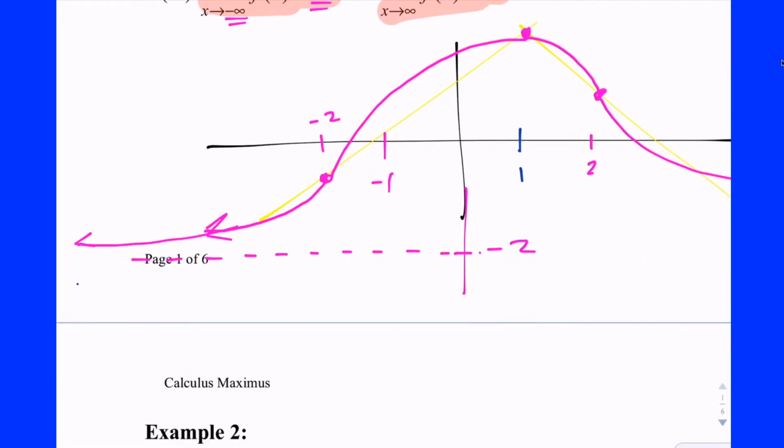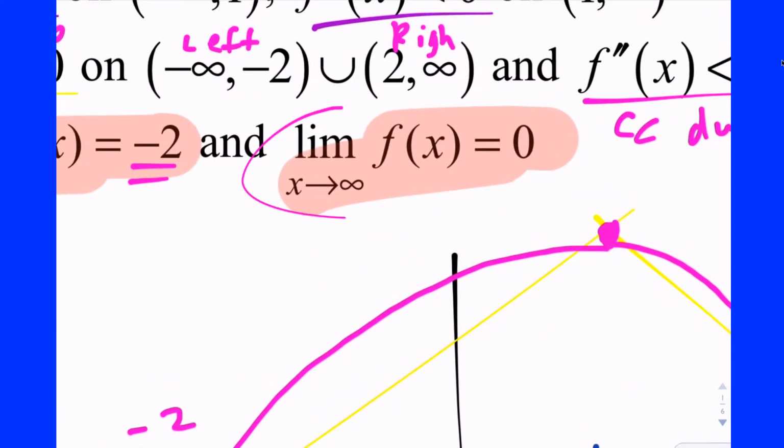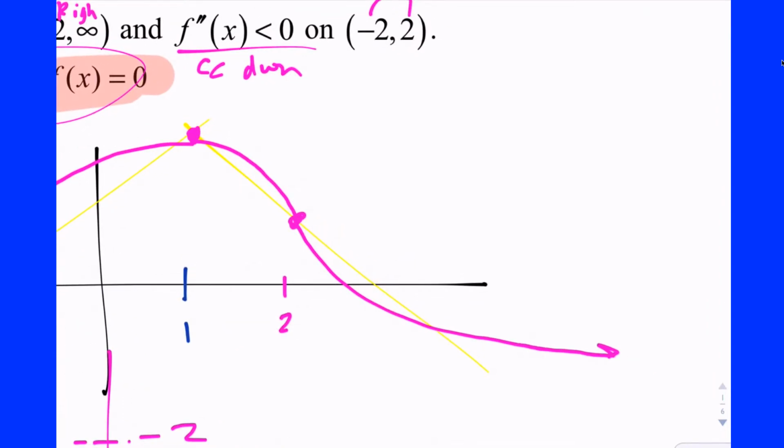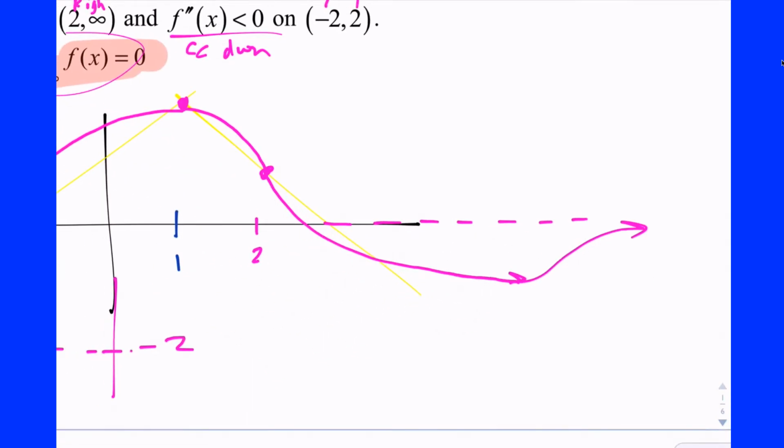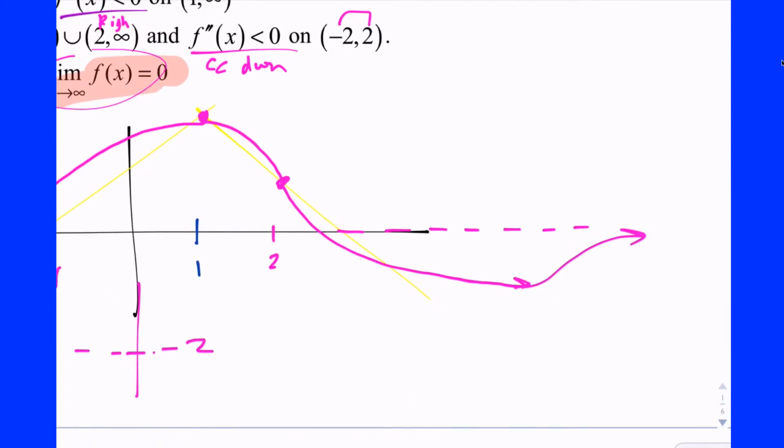Got it? All right, and the last piece says when I go out to the right, I need to approach what? 0. That's the what axis? The x-axis. So I'm going to have a horizontal asymptote here. Oops, my graph goes below it. So can I just come up like that? Is that good? Nope, because if I do that now, I've made it increasing, and that's not going to work.